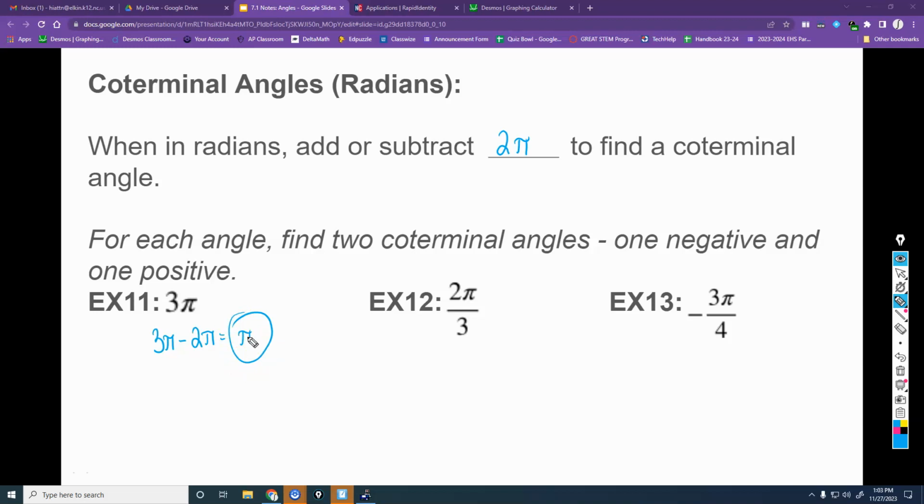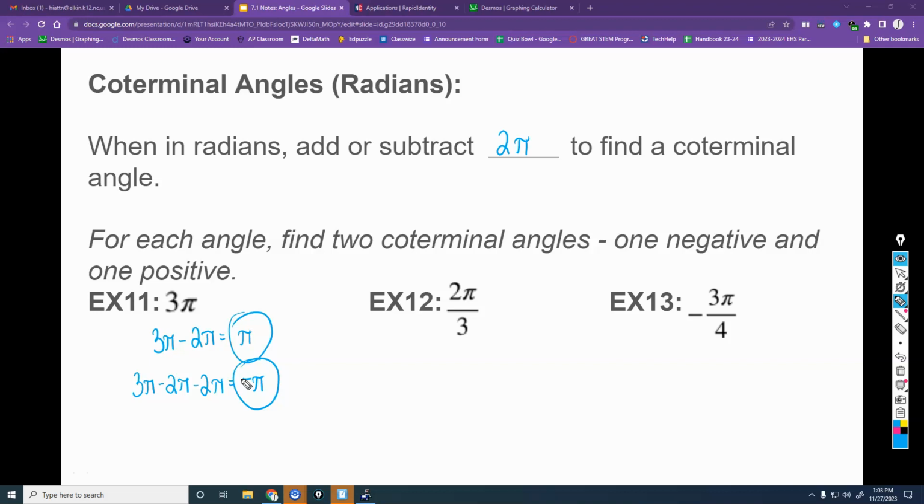Now if I want to get a negative angle, I'm going to have to subtract 2 pi twice. So if I have 3 pi minus 2 pi minus 2 pi, what am I going to get for that? Negative pi. And if you want to put a 1 there, you can, but it's not necessary. Right, negative 1 pi.